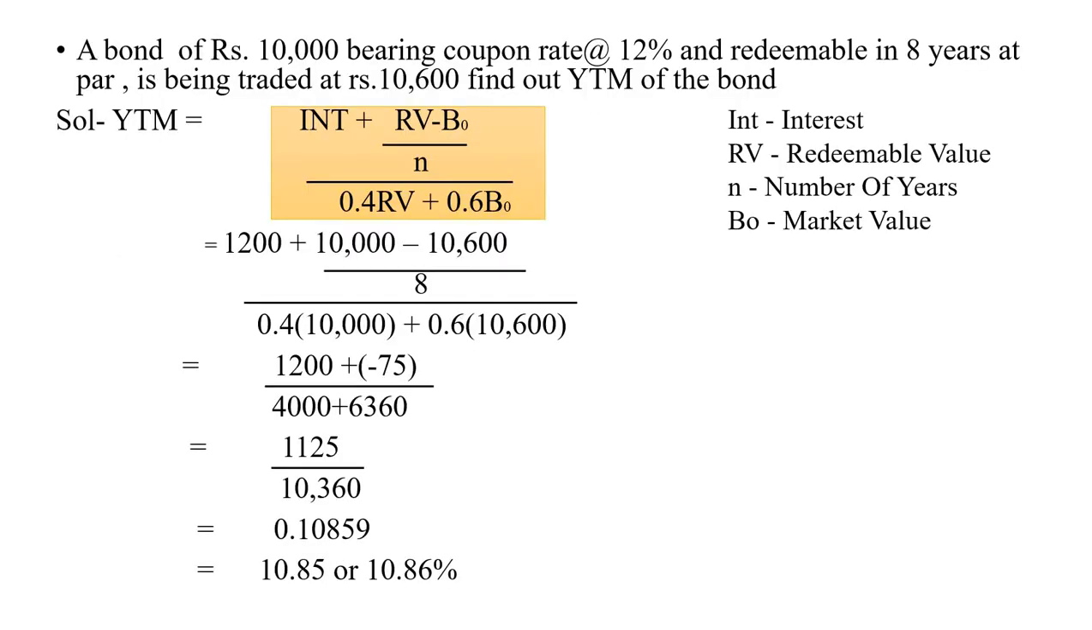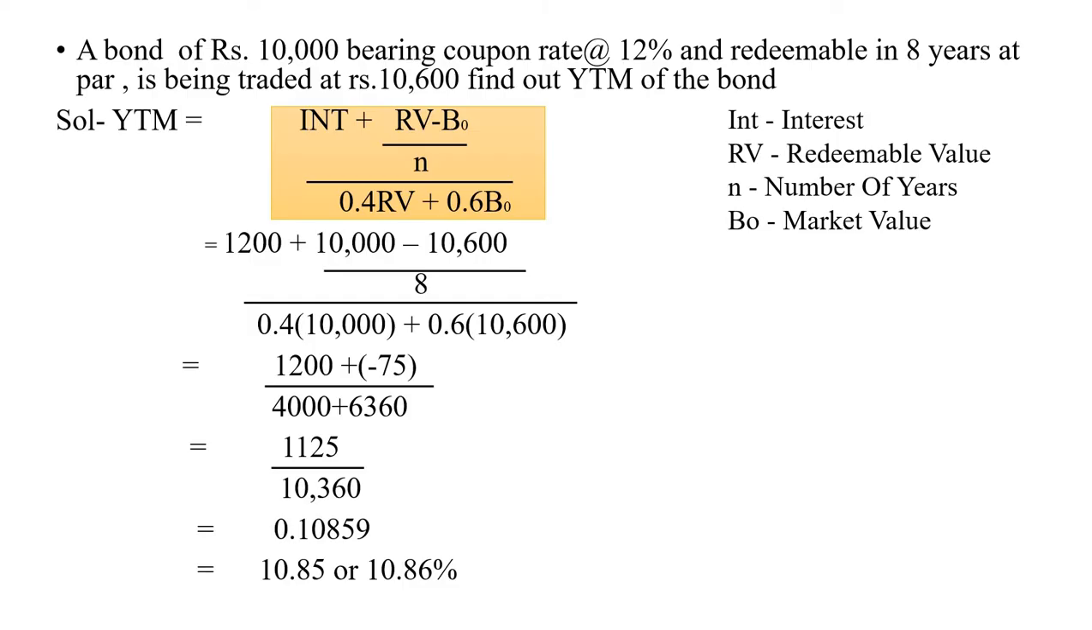So first, they gave one simple example: a bond of rupees 10,000 bearing coupon rate at 12% and redeemable in 8 years at par is being traded at rupees 10,600. Find out the YTM, that is yield to maturity of the bond.